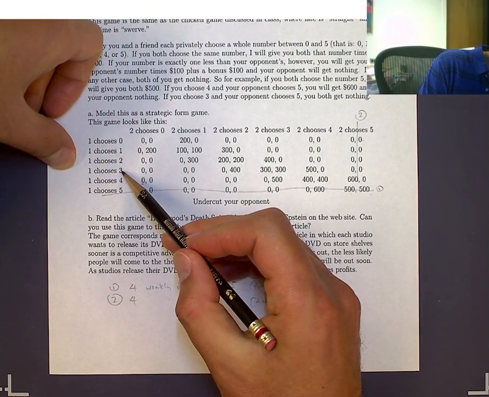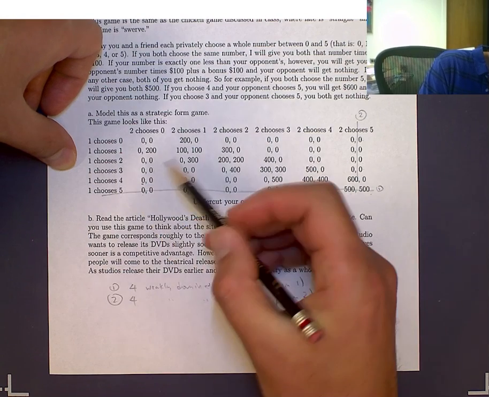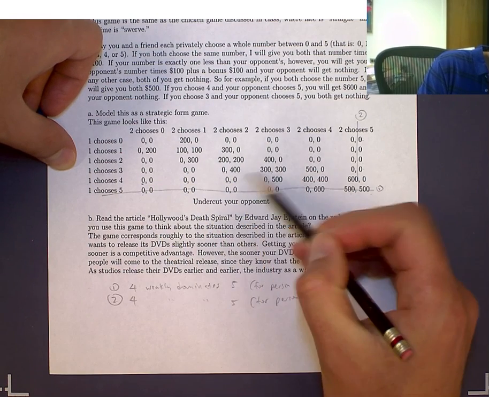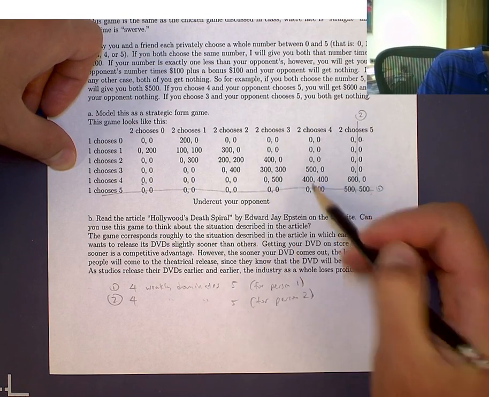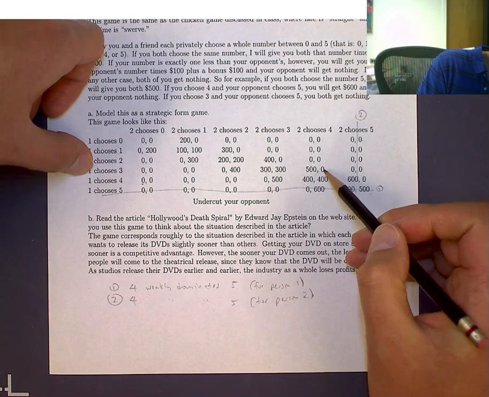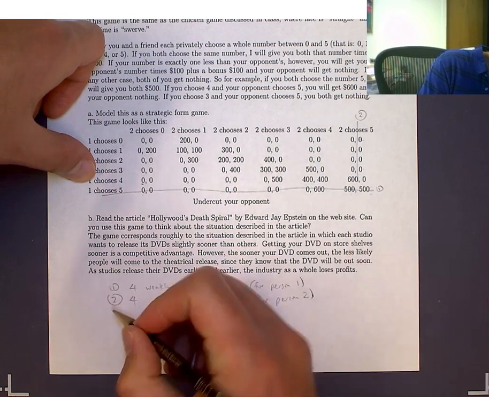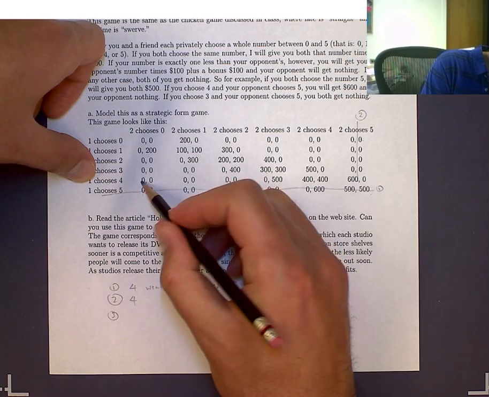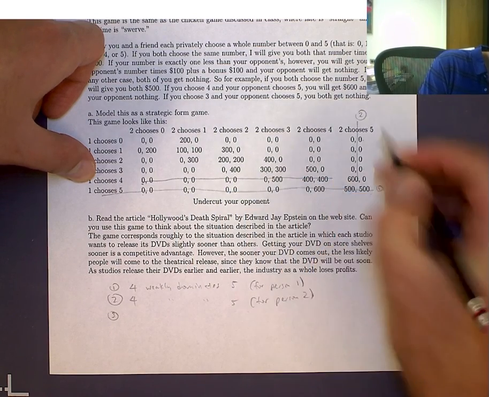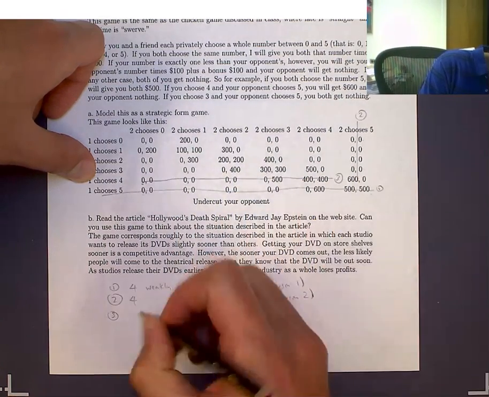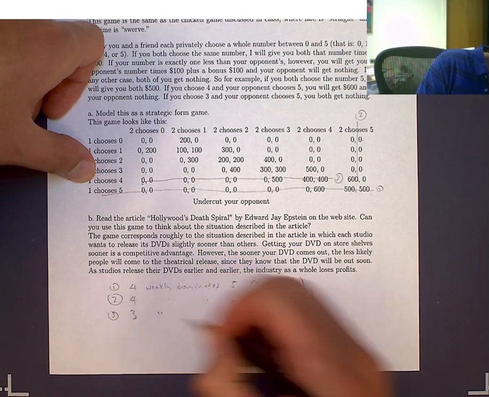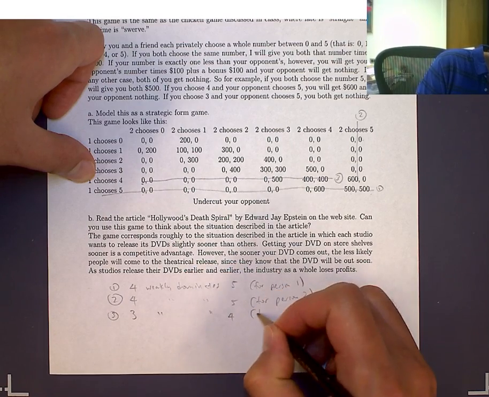Okay, so now in the smaller game, I've eliminated this, and I've eliminated this, and now looking at this, 3 now weakly dominates 4. This is a tie, this is a tie, this is a tie. 300 is bigger than 0, and 500 is bigger than 400. So 3 is always at least as good as 4, and sometimes better. So this is my third one. Now 3 weakly dominates 4. This is for person 1.